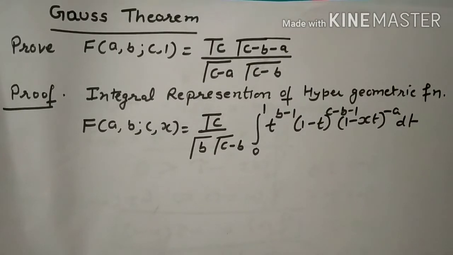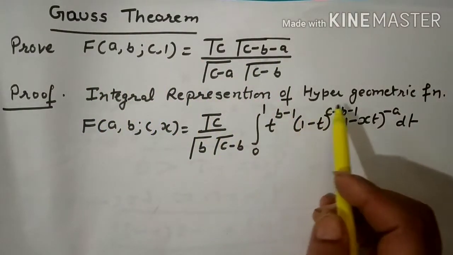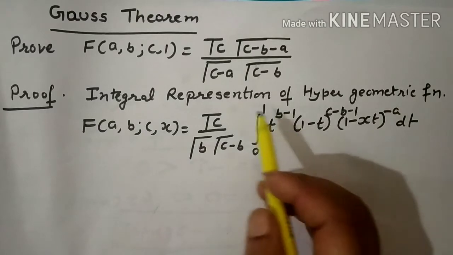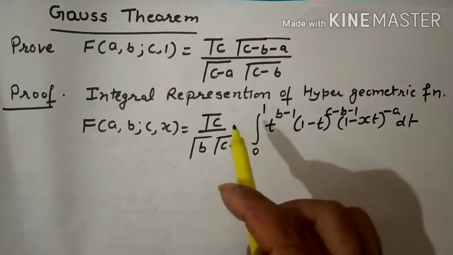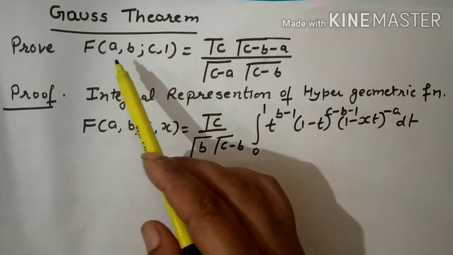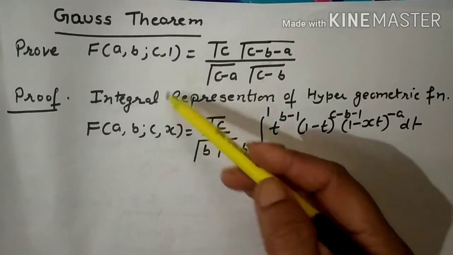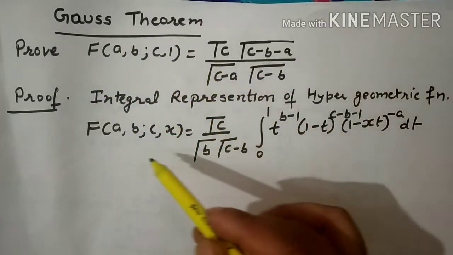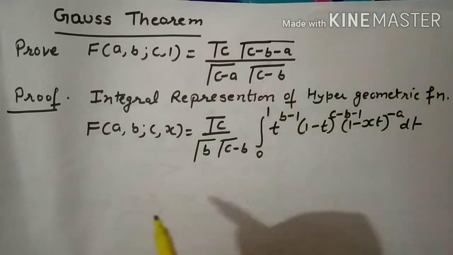The next topic of our hypergeometric function is Gauss theorem. This is the result which we will derive from the integral representation of hypergeometric function that we have already done. So this is the result of integral representation. We will use this to find this value, which is called Gauss theorem. So what is the difference between these two? We will have x equal to 1 for Gauss theorem. So we will put x equal to 1 in this expression and we can have this result.